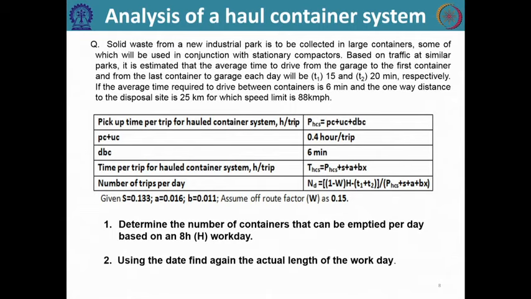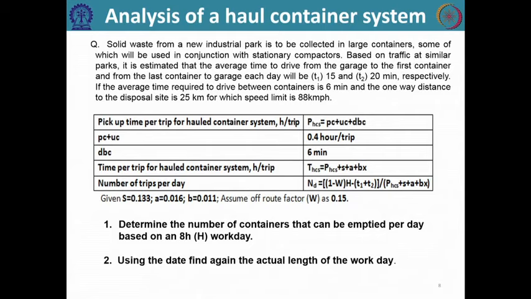If the average time required to drive between the containers, DBC, is 6 minutes, this also you have to convert into hours. And the one way haul distance that I was talking about is given as one way, not two way. You have to multiply this 25 kilometer by 2 to find the total haul distance. It is 25 kilometer, for which the speed limit is given as 88 kilometer per hour, that is 88 kmph.